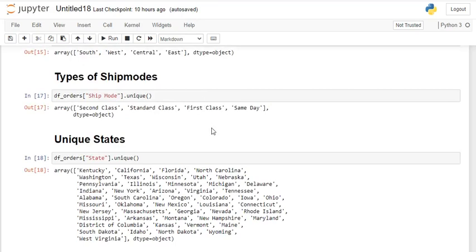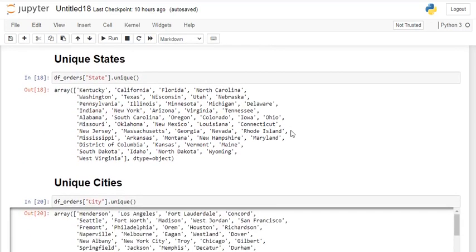And types of shipment modes, how you ship the product to the customer. So there are 4 different types: second class, standard class, first class and same day. So the product will be delivered the same day, or by first class, standard class, or second class. Likewise, there are different shipment modes.